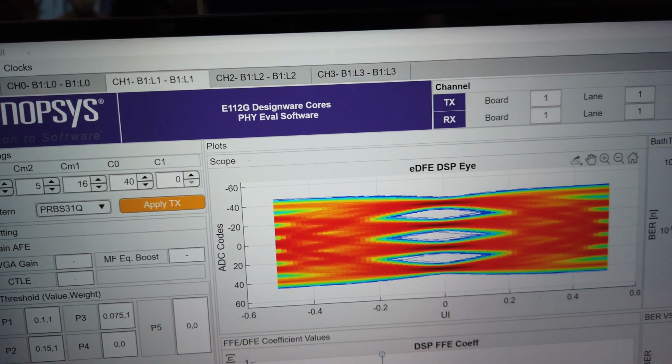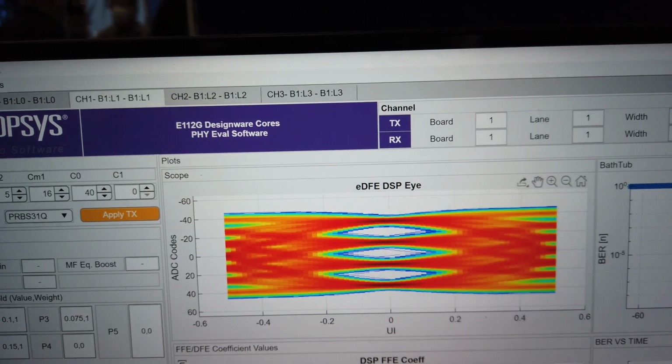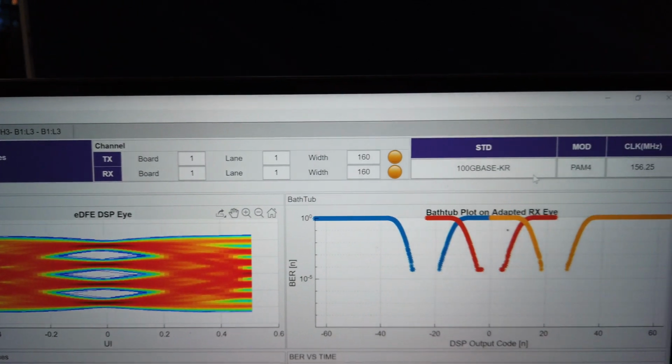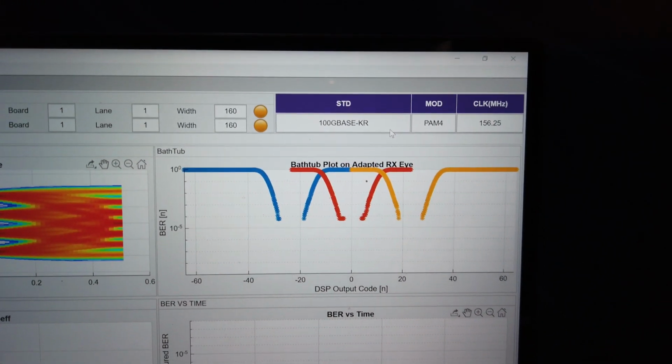We can see the bathtub plot and bit error rate over time as well. The GUI also shows ADC output histogram as well as post-equalized DFE output.